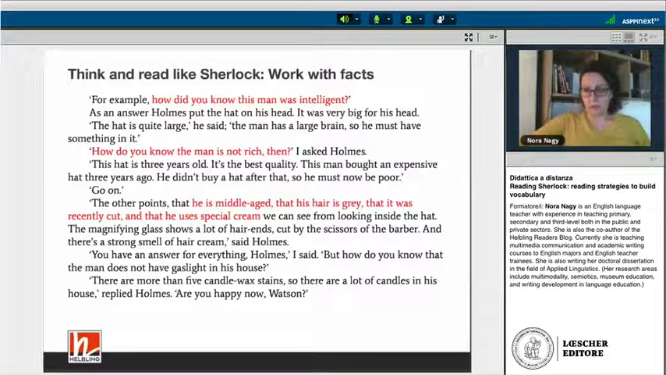So how do we know this? In the next chapter, or in the next section, you get all the answers from Sherlock to these questions. I will give you a few seconds to read this passage now.